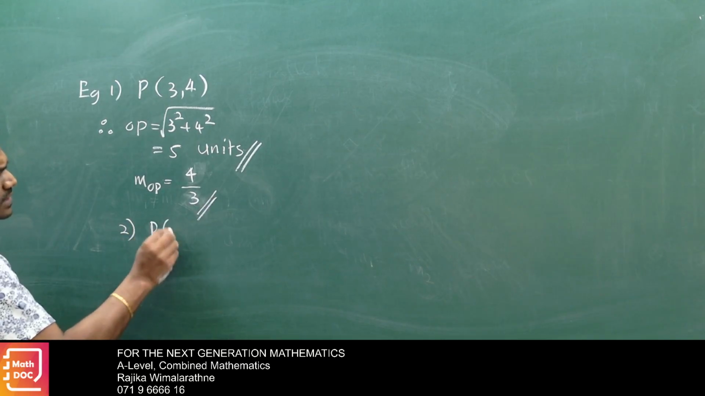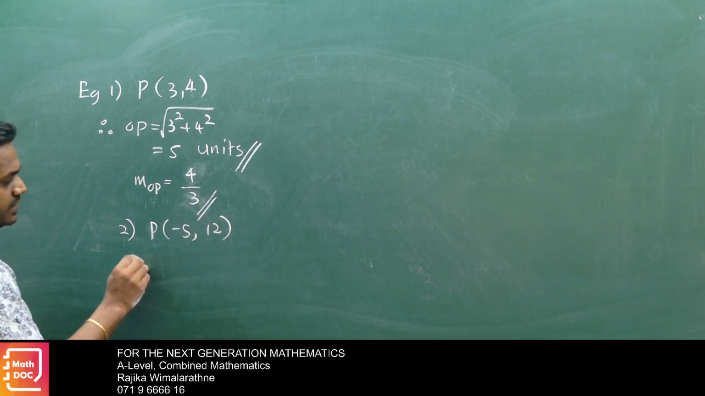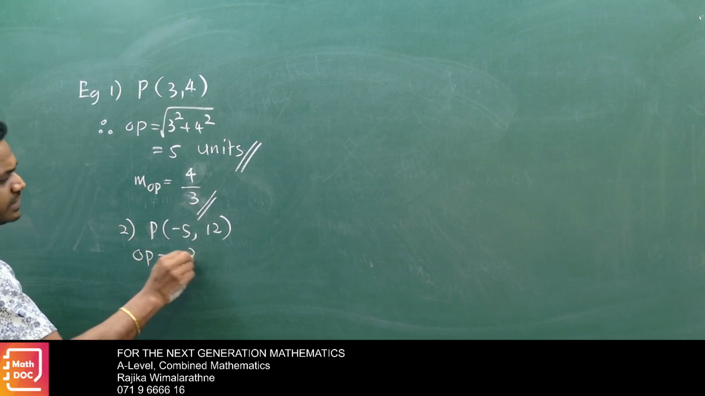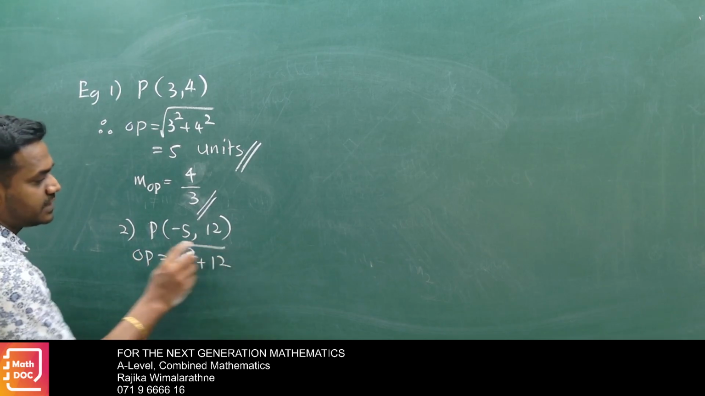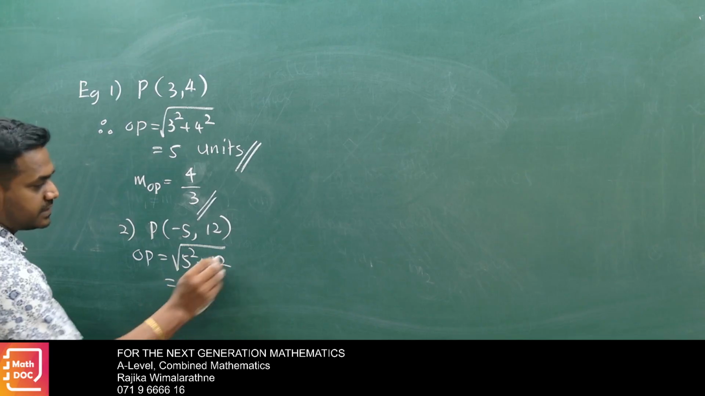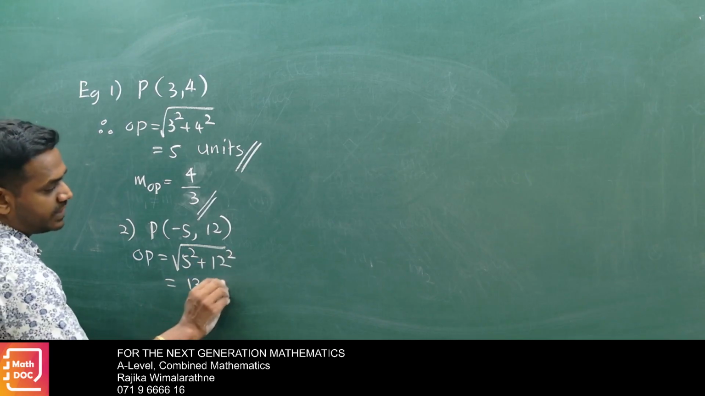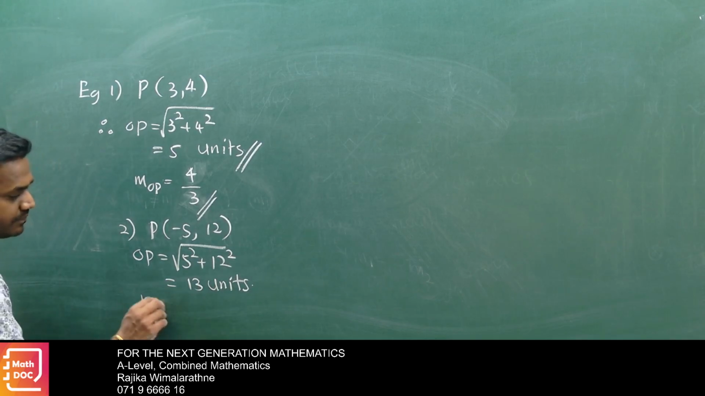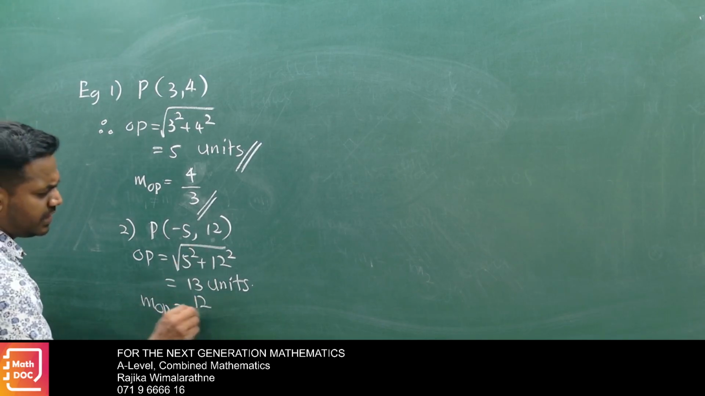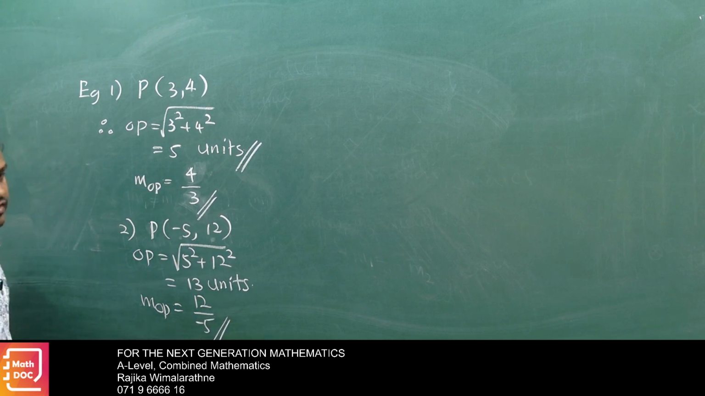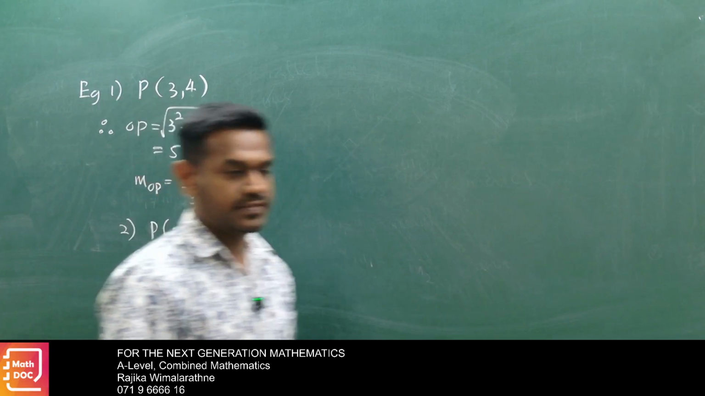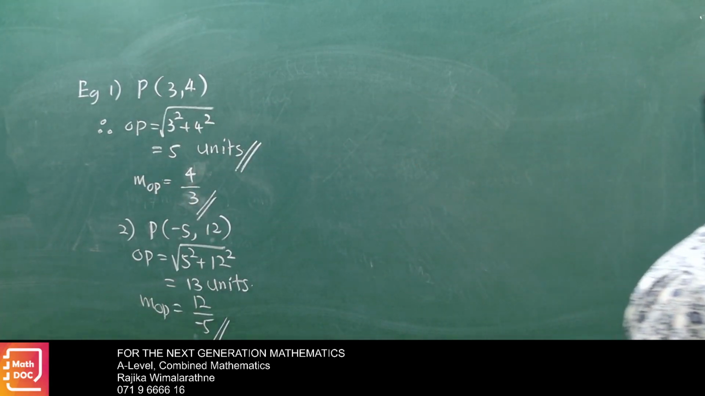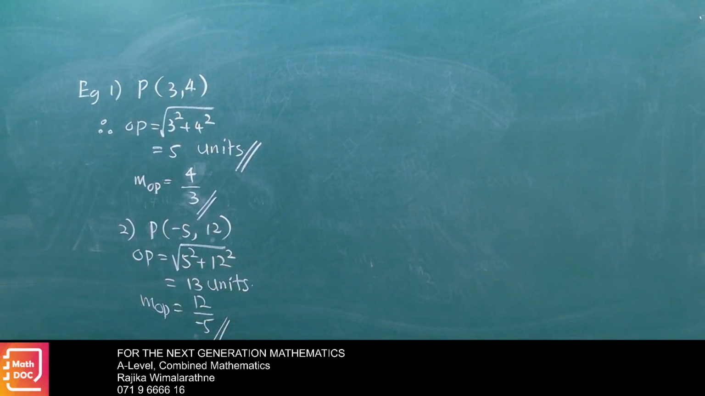Then take P point minus 5, 12. Then OP, you just write the square root of 5 squared plus 12 squared. Forget the sign. Then it is 13 units. Write it, do with me. Then MOP, y over x, 12 over minus 5. So we don't have any units here. Do with me. That means you can apply those relations directly.